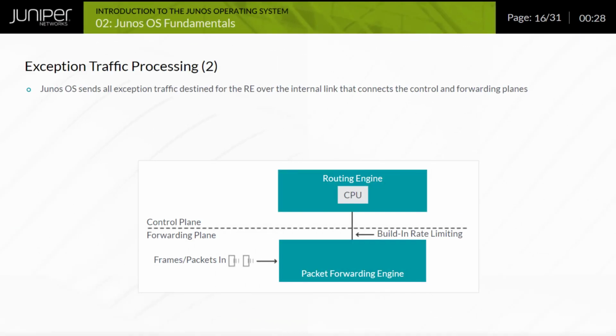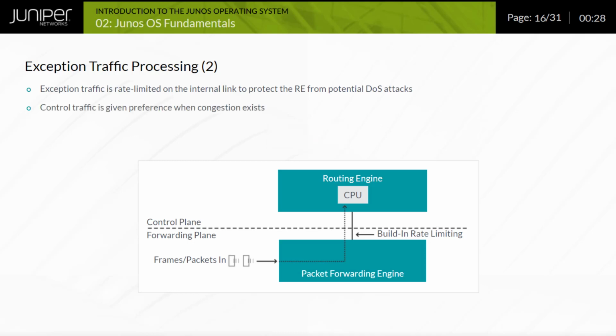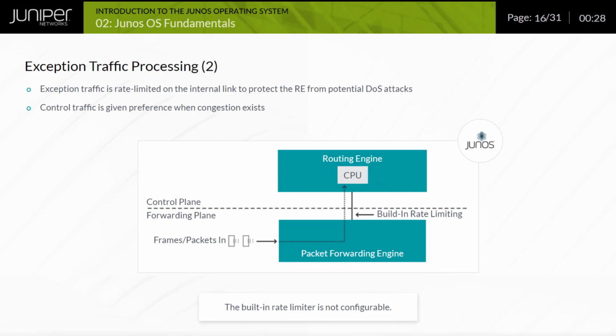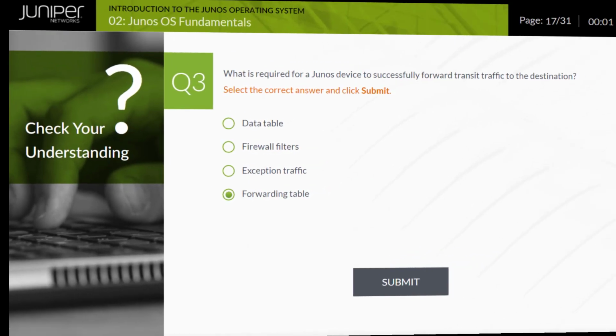Junos OS sends all exception traffic destined for the RE over the internal link that connects the control and forwarding planes. Junos OS rate limits exception traffic traversing the internal link to protect the RE from denial of service, or DoS, attacks. During times of congestion, Junos OS gives preference to the local and control traffic destined for the RE. The built-in rate limiter is not configurable.